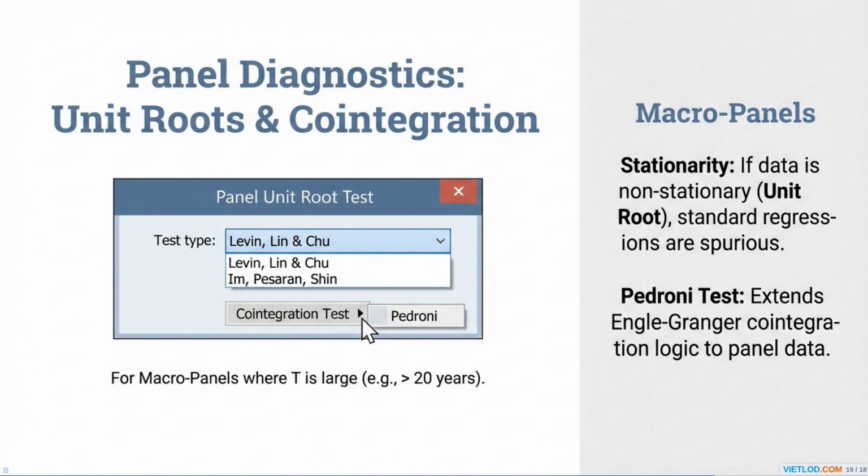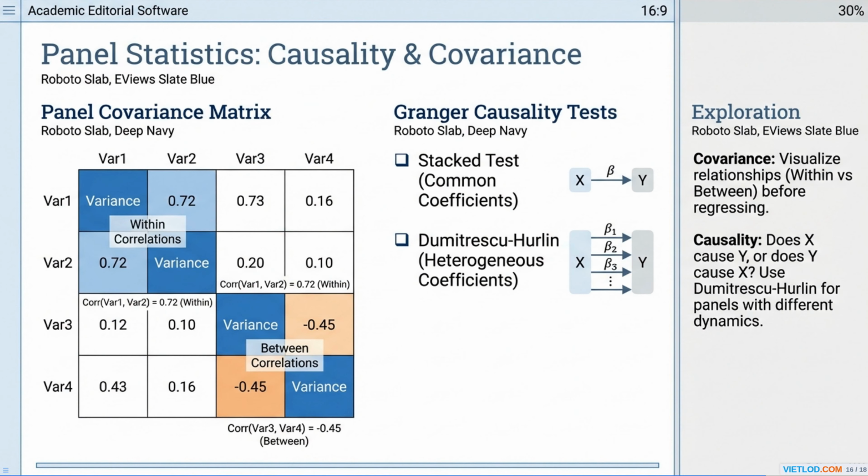If variables are non-stationary but move together in the long run, they may be co-integrated. The Pedroni test extends the concept of co-integration from time series to panel data, allowing us to test for stable long-run relationships. These diagnostic steps are crucial, especially when dealing with panels that have a large number of time observations, typically more than 20 years, to ensure the validity and reliability of our regression results.